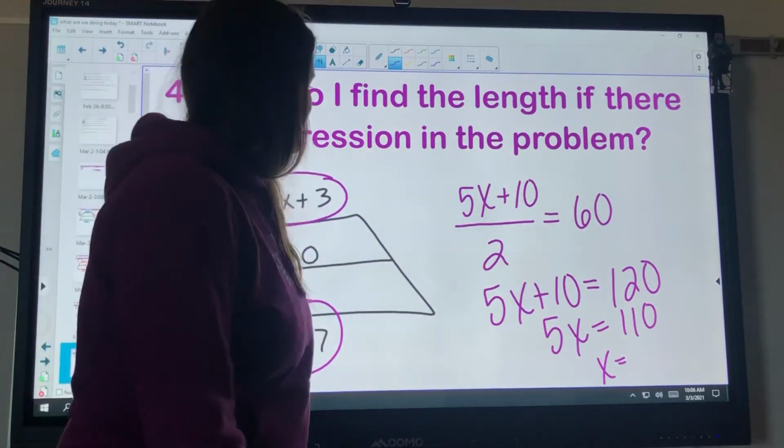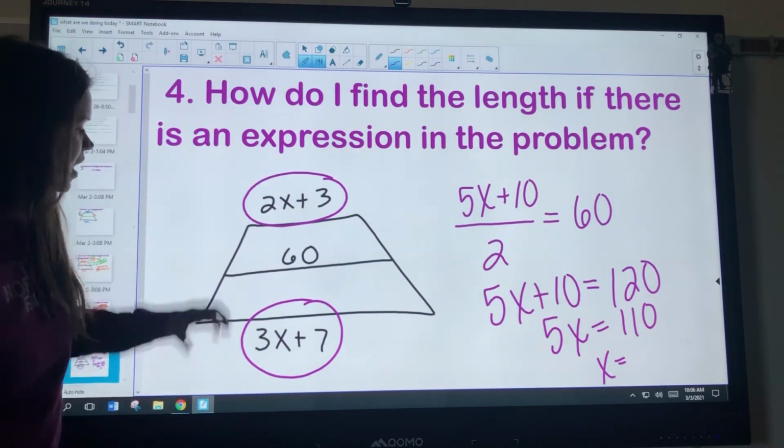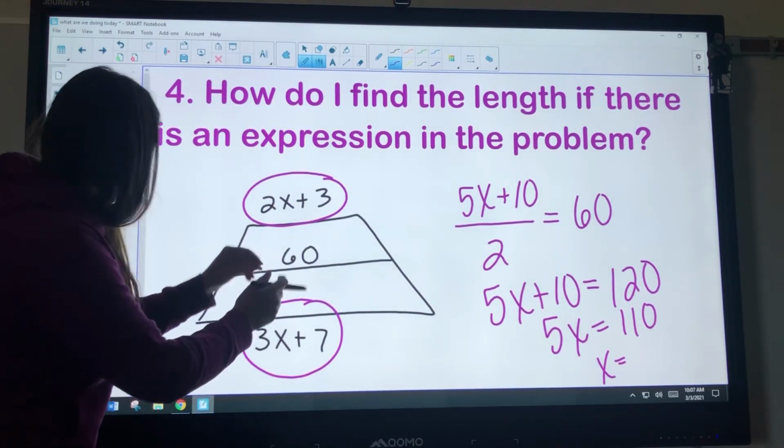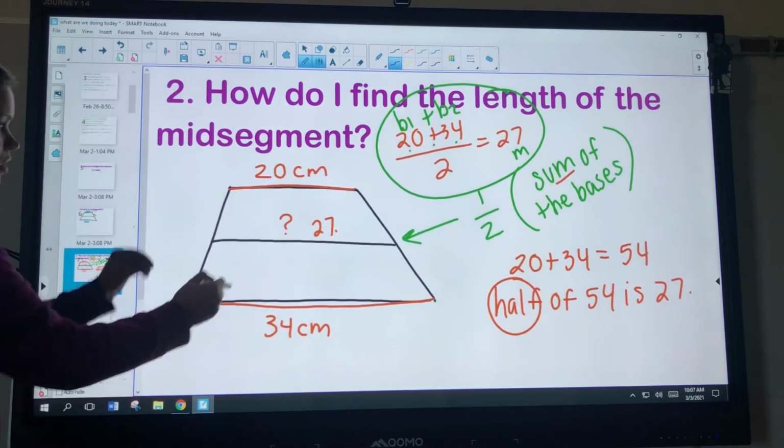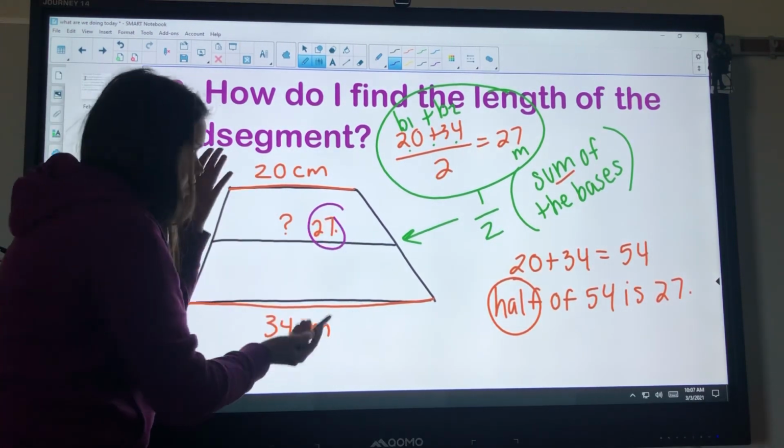We don't care what the answer is. That's how you do it, though, okay? Add the bases together, divided by 2. Shortcut: double the midsegment to find the other base.